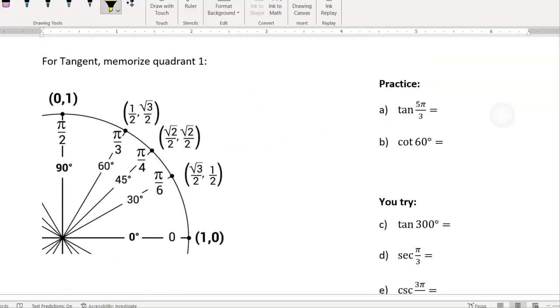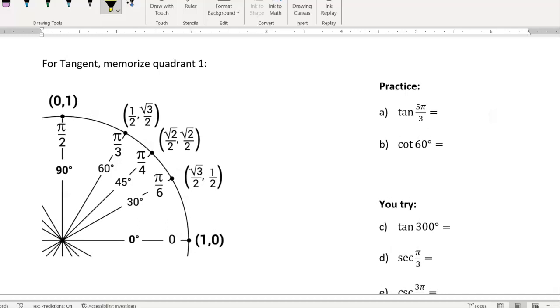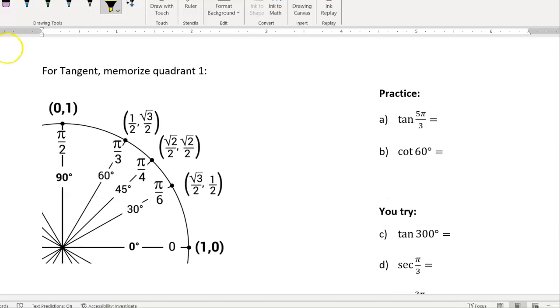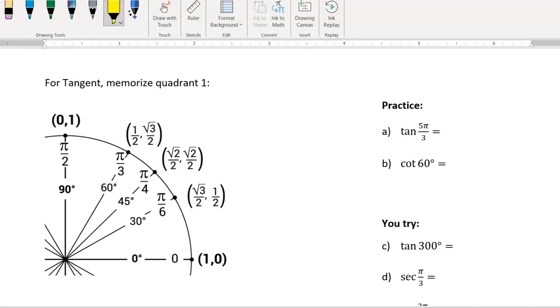Let's talk some more about tangent. So we spent a lot of time in that previous activity learning about how to use the unit circle to find the sine and cosine. So now let's look at how we can use the unit circle to find the tangent with what we just talked about, that the tangent is basically the y values over the x values.